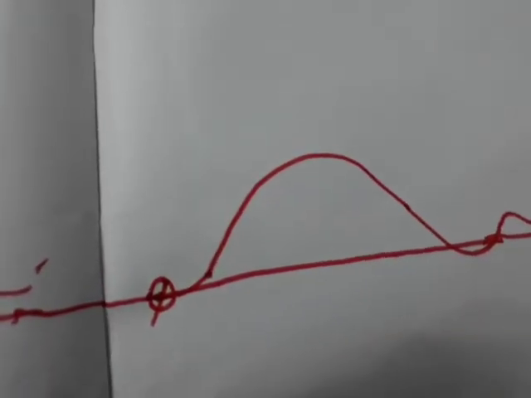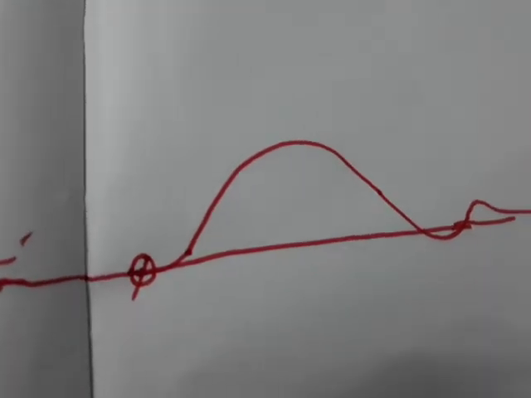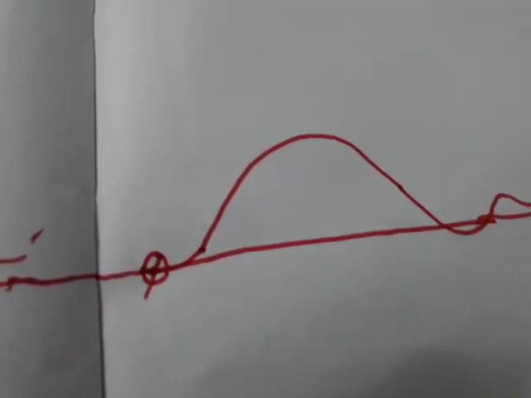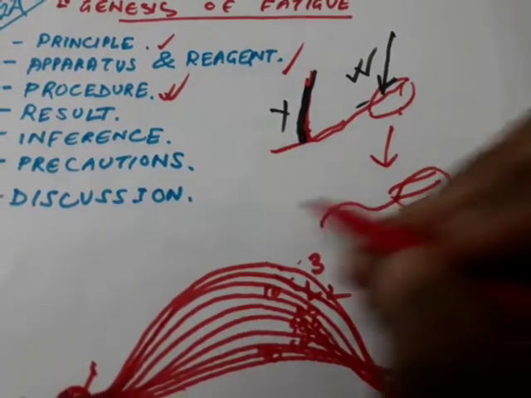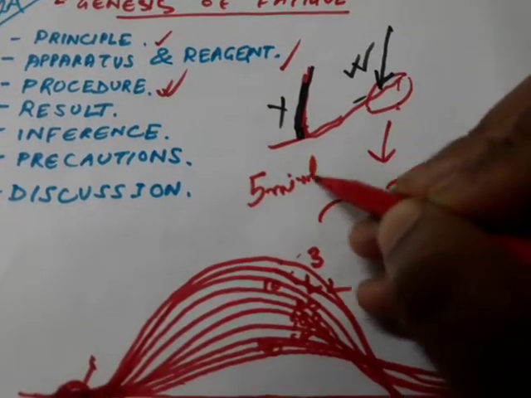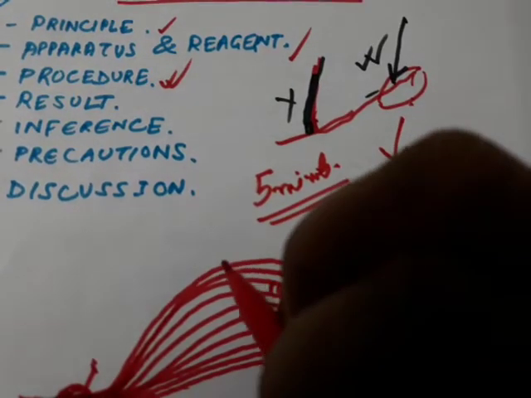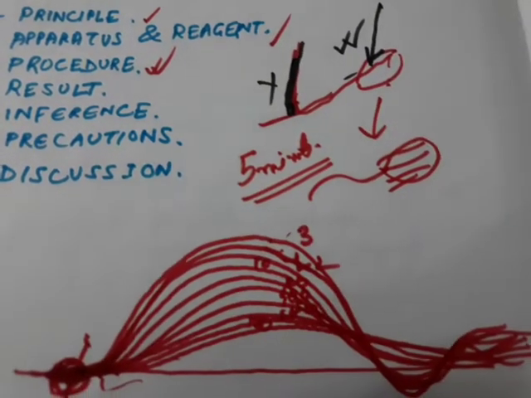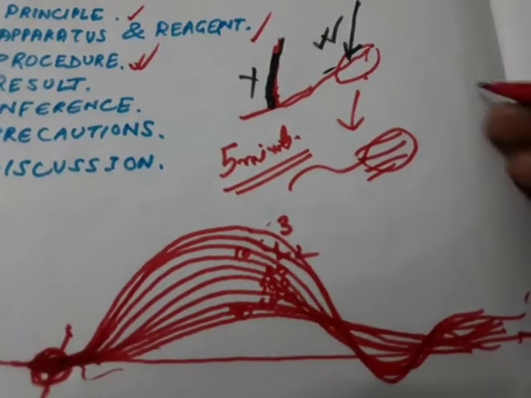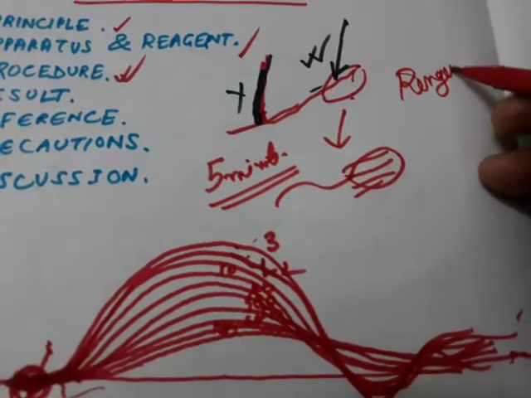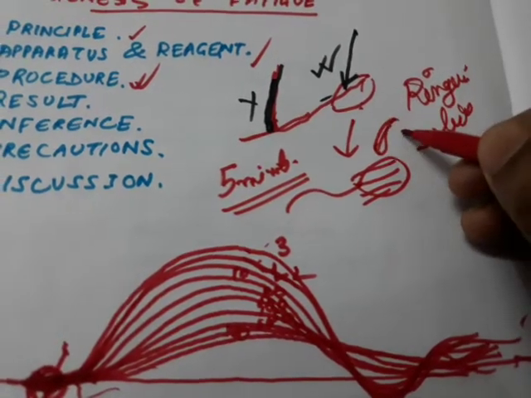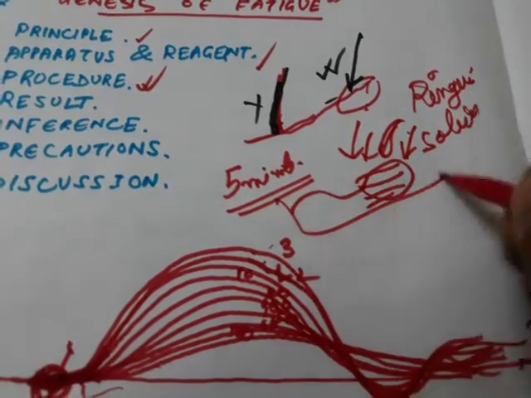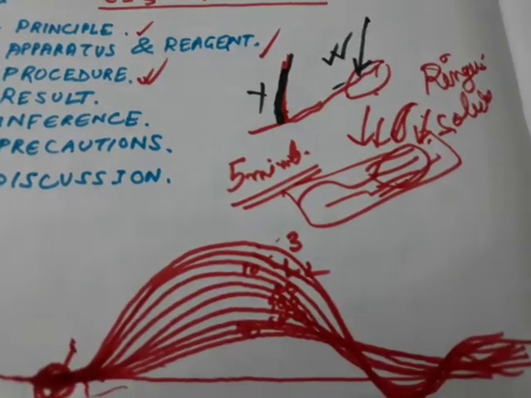Now after that we will give rest to the nerve muscle preparation for around 5 minutes. During this time, we will keep pouring fresh Ringer's solution on this nerve muscle preparation. We'll keep it in the fresh Ringer's solution.